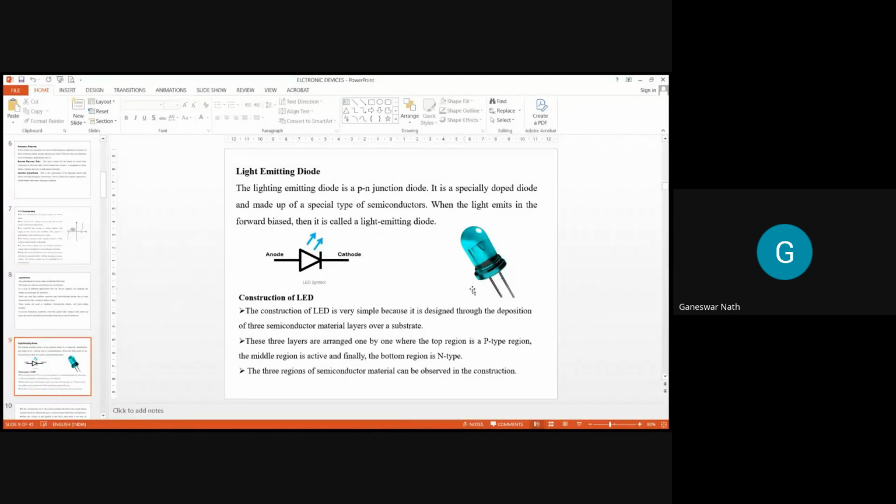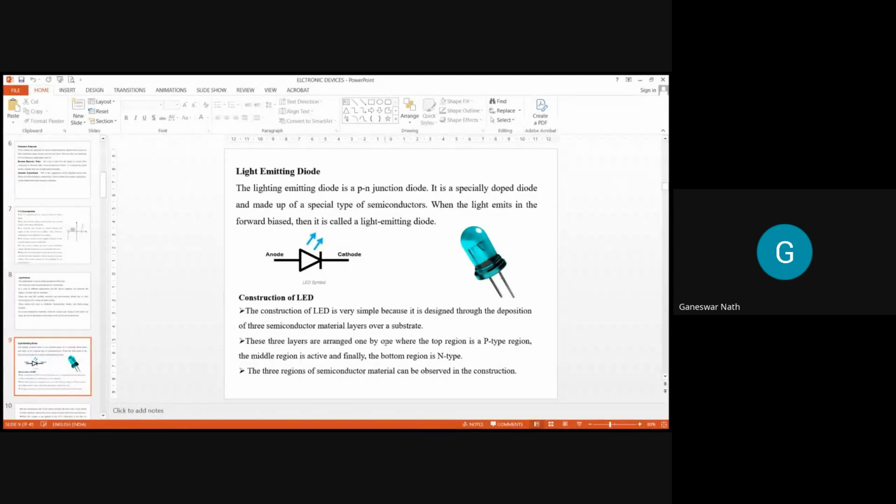This is the LED available in the market, and this is the symbol. It is different from the previous power diode, as we put two arrows here since it emits light. That is why we call it an LED. Similarly, the construction of an LED is very simple, like that of the power diode, because it is designed through deposition of three semiconductor material layers over a substrate.